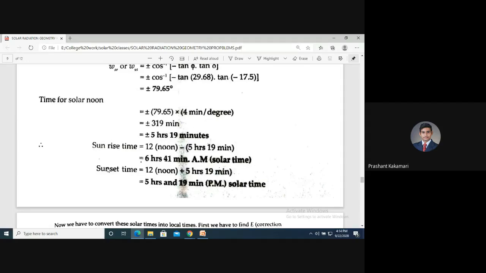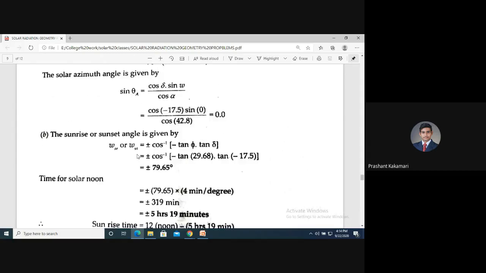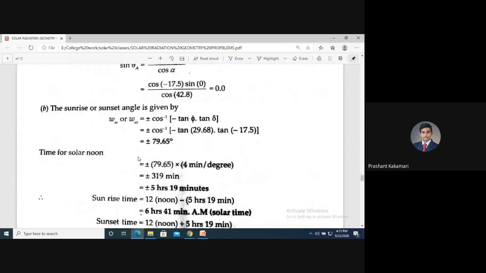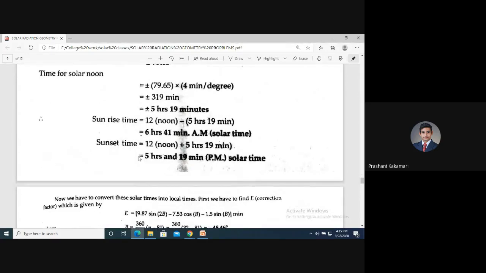Day length is also important for us. So we'll go by the same procedure of the last problem. We'll not take different steps. We'll take the same procedure. So find the day length. Once you find out the day length, you can take half of the day length here, 5 hours, 19 minutes like this, half of the day length.